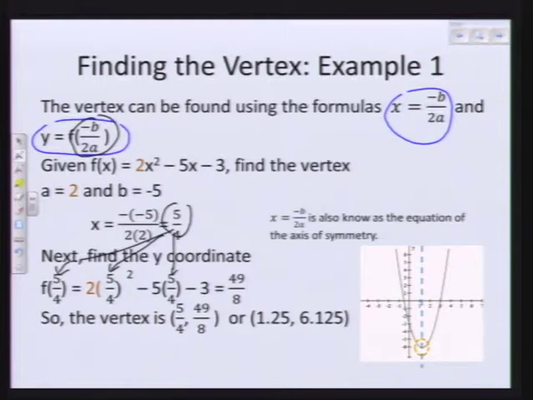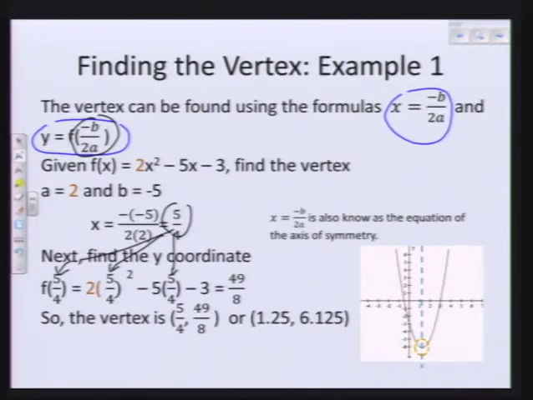And you're saying, wow, that's going to be difficult to graph. Yes, it can be. And so what we're going to have is that our vertex is going to be 5 fourths comma 49 over 8. Our x value is 5 fourths. Our y value is 49 over 8.